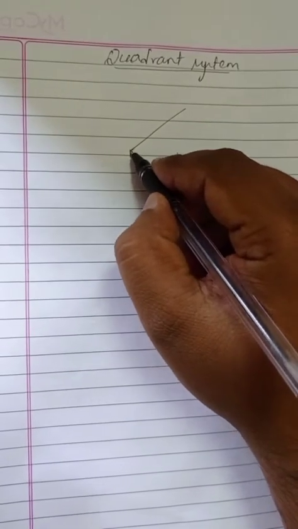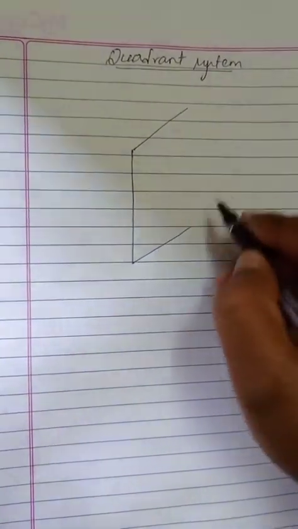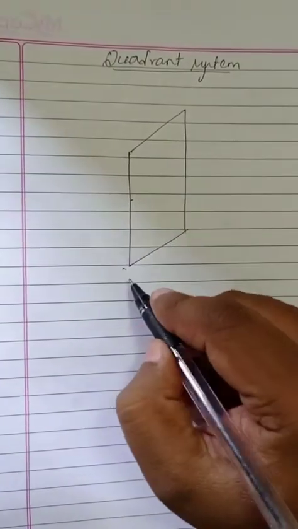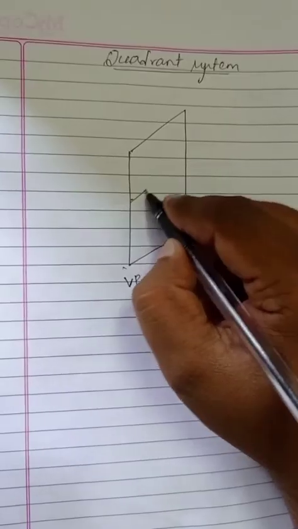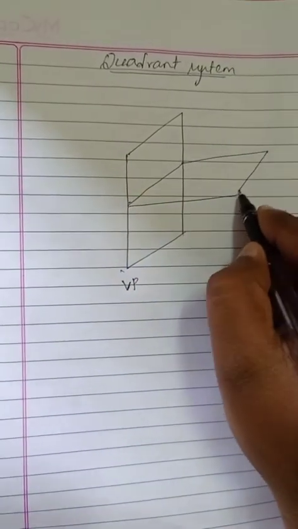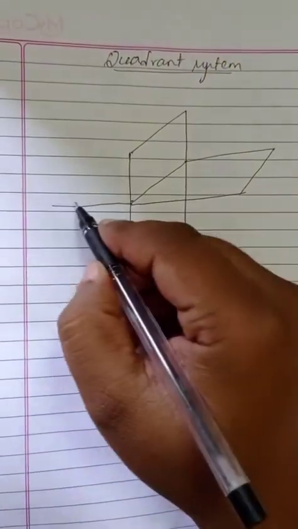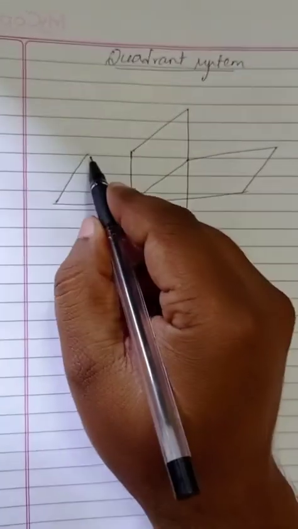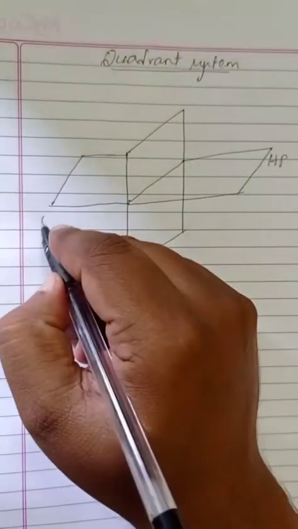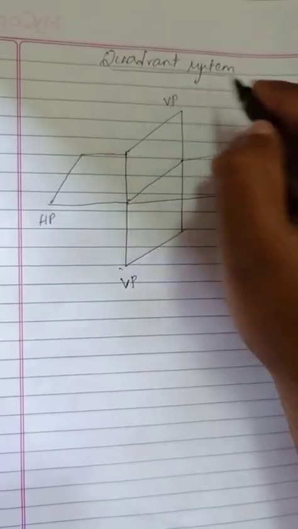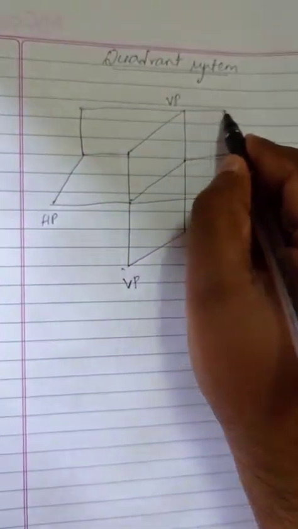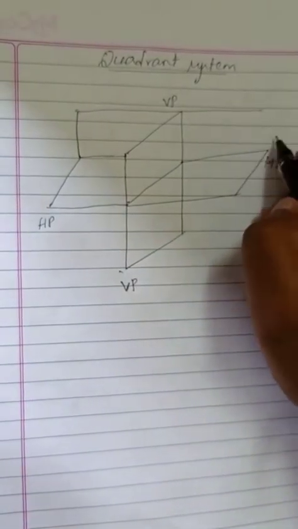Today we are going to learn about the quadrant system in engineering graphics. We are going to define the quadrants by using the profile planes. Here there is a vertical plane and a horizontal plane. You can see both the vertical plane and the horizontal plane, and it is comprised of the profile plane.